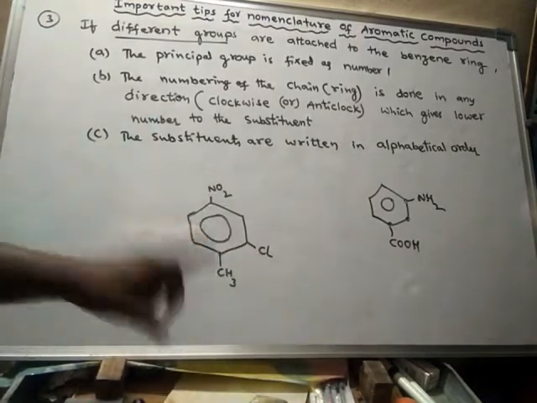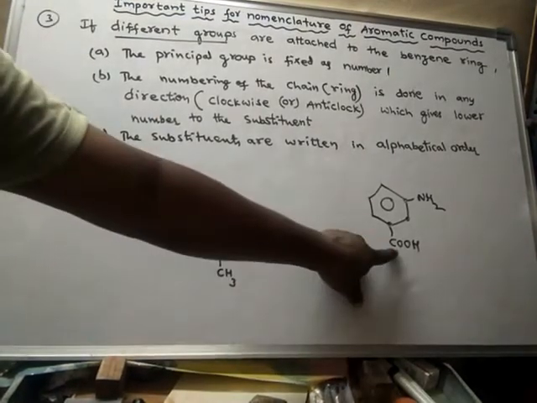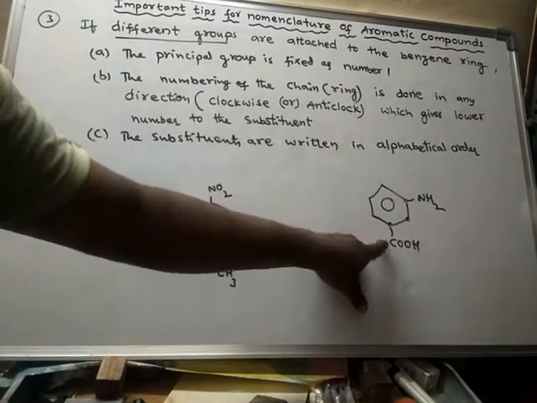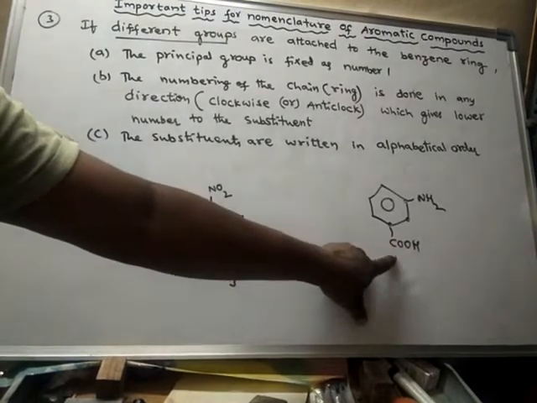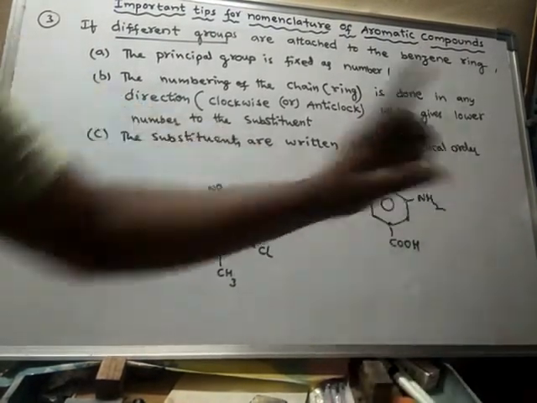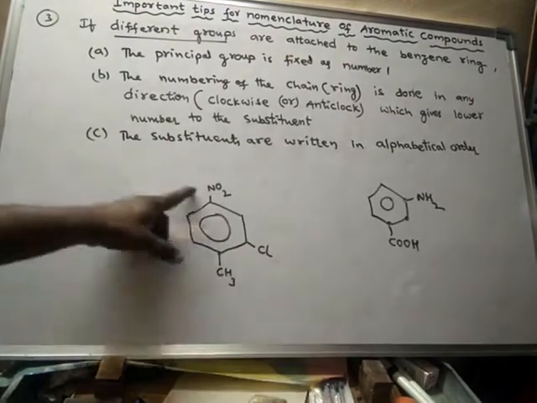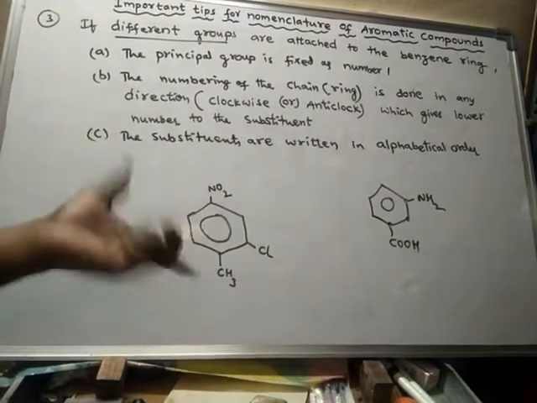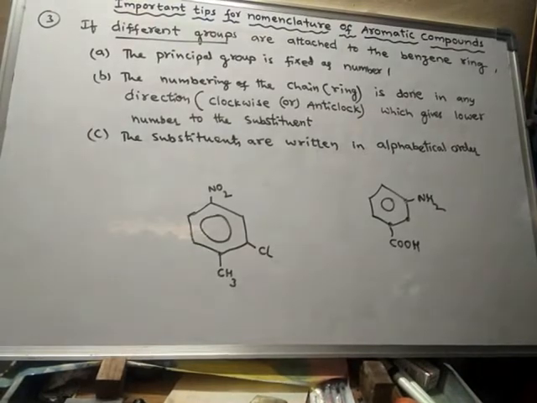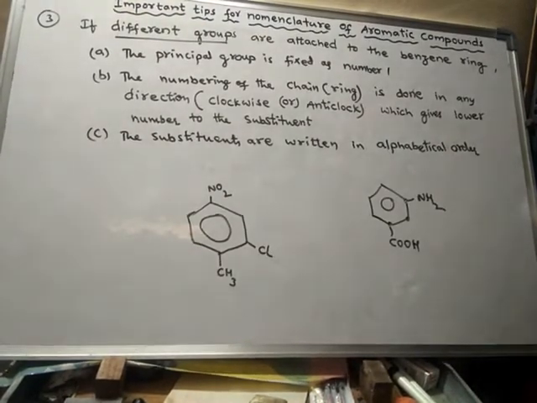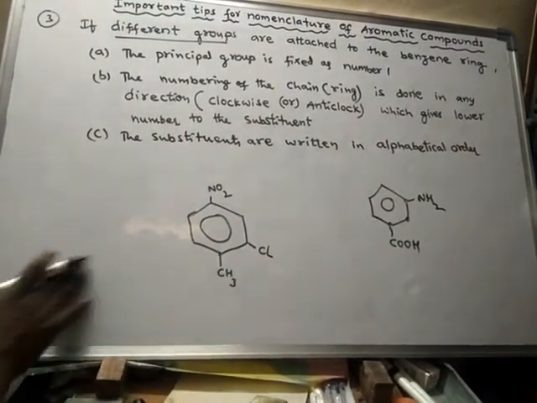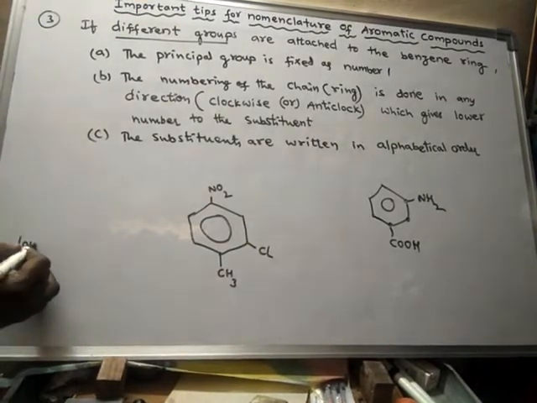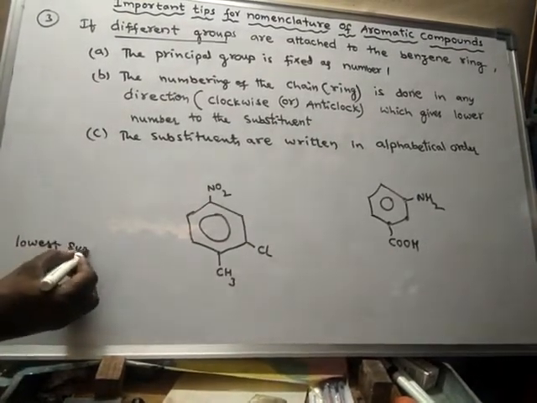So when three substituents are present, here there is a main functional group, the principal group, and there is a secondary group. But here all these are secondary groups only. There is no principal group. Now, how to give numbering? In such a case, we have to follow the lowest sum rule.